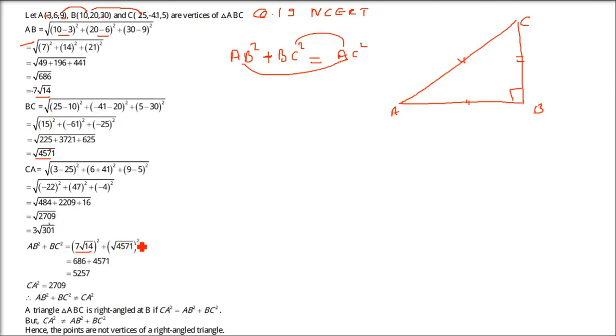The trick is that always see the highest one, the biggest one, and take the 2 smaller ones, square them and add. This is the only thing you do, rather than, as I told you, pairwise adding. Don't do this. Take the highest one, square it, take the lower 2, square them and add. If they are not equal, it's not a right angle triangle. If it is equal, it is a right angle triangle. Here it's not the vertices of a right angle triangle.